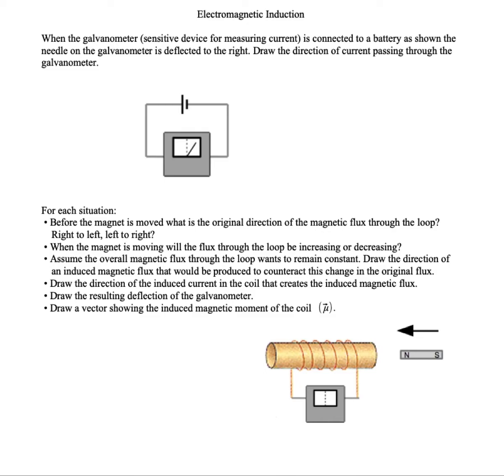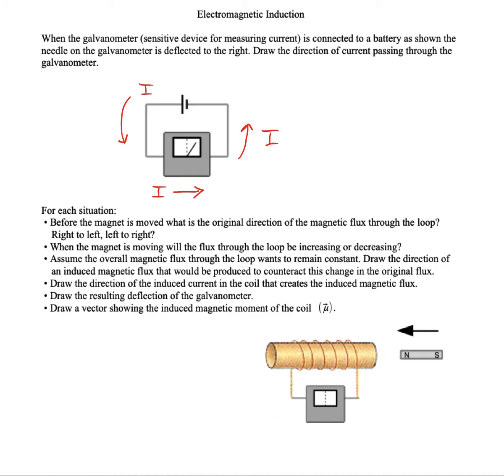A galvanometer is a sensitive device for measuring current. Assume that when the galvanometer is connected to a battery as shown and current is flowing counterclockwise, this leads to the needle in the galvanometer being deflected to the right. We'll use that as a reference in order to draw the correct deflection in this situation below. So when current flows through the galvanometer to the right, the needle is deflected to the right as well.